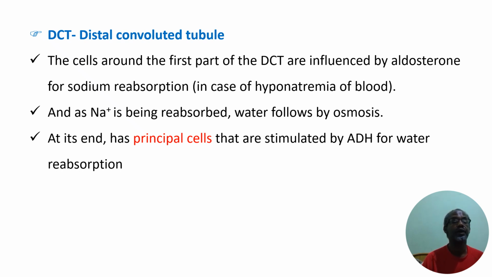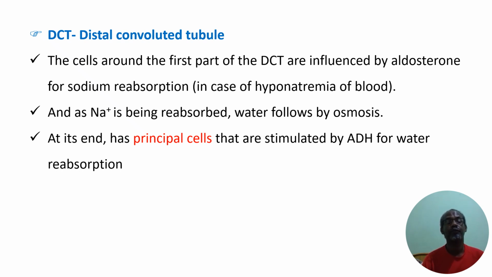Aldosterone is produced when your blood sodium level is low. That means when there is hyponatremia, the blood sodium content is low. So this stimulates the adrenal cortex to produce aldosterone. Aldosterone through the blood comes to the cells of the first part of the distal convoluted tubule. Then it stimulates these cells.